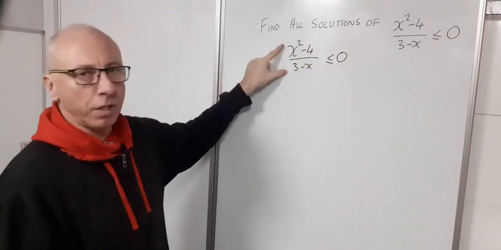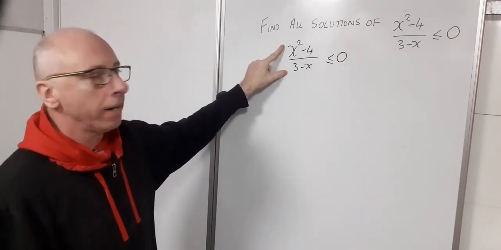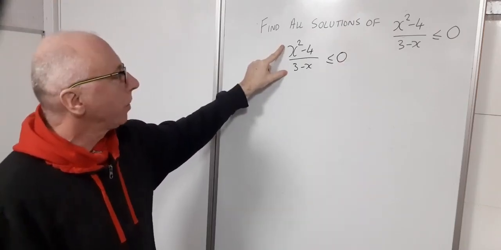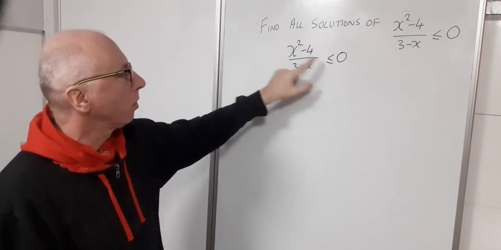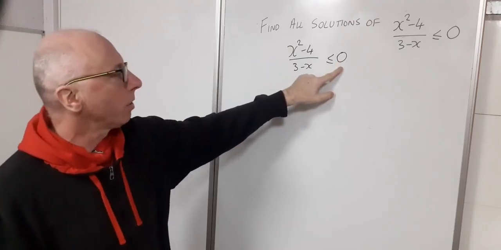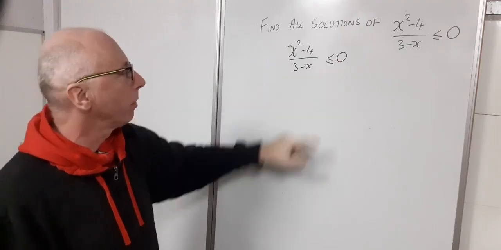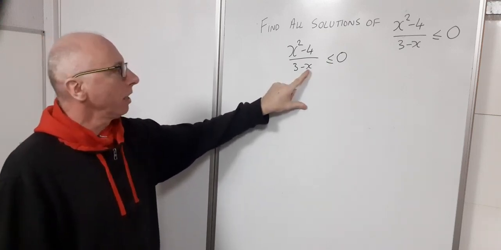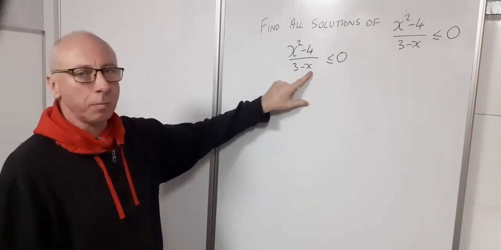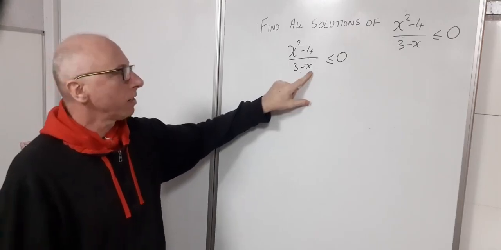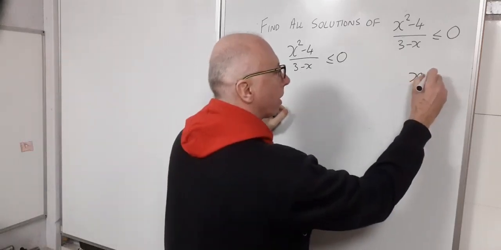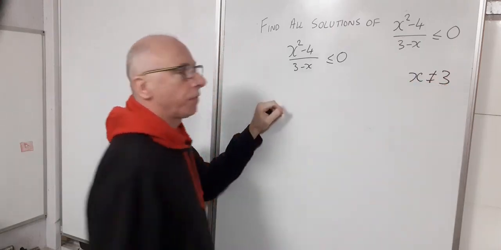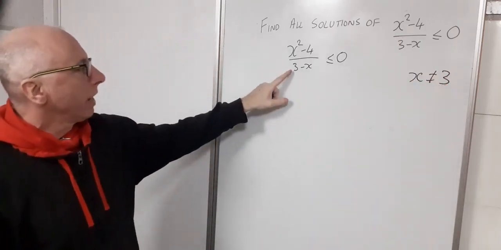Now, what we want on this side is something that's going to be negative. So that's the first thing we need to see here. Also, 0 is allowed. So it's not a strict inequality, we've got 0 included. Now, if I plug in 3 here, I've got something divided by 0. So straight away I can see that x does not equal 3. That's the first thing we can take from there.